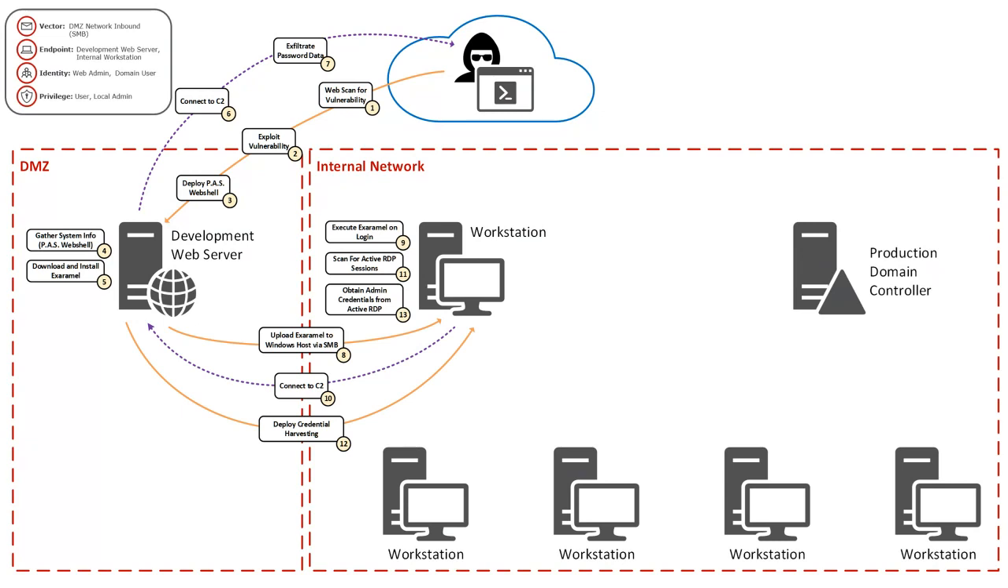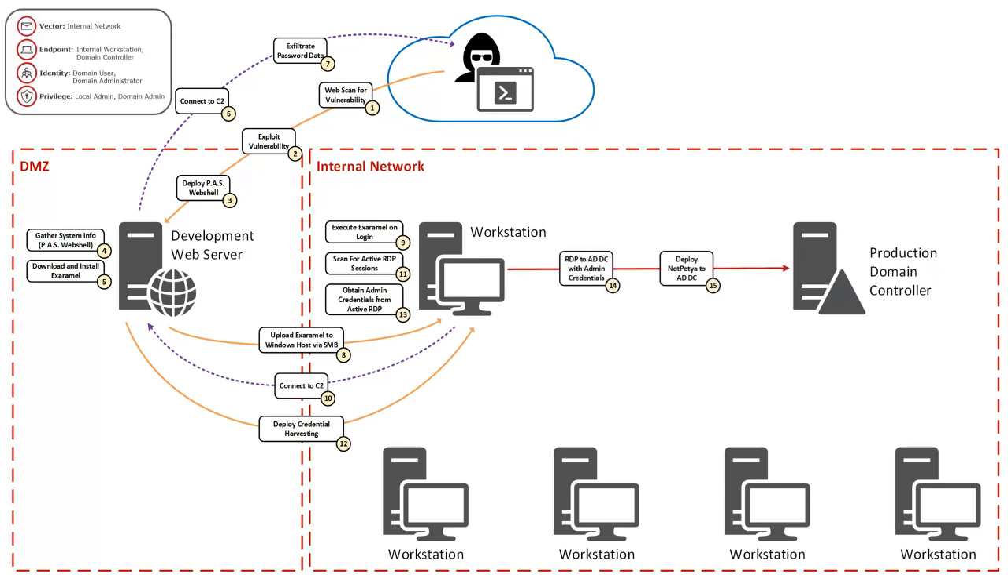Once it's on that web server, this particular attack moves laterally into the internal network. And again, in this case, the vector is actually the inbound network between the DMZ and the internal workstation, right? In this case, it's targeting a development server on the inside. Its identity is web admin and domain user, and right now it's using the privileges of user and local admin. So it's found an account on that workstation. It has upped its privilege level to admin so it can launch the next stage of the attack.